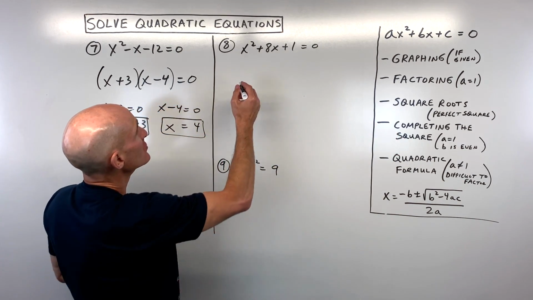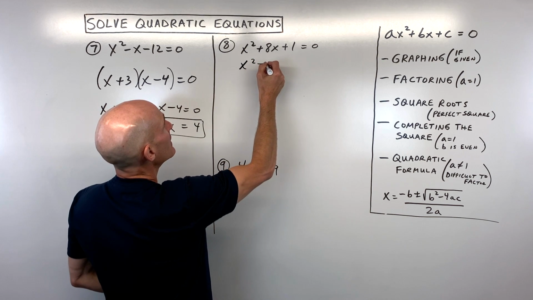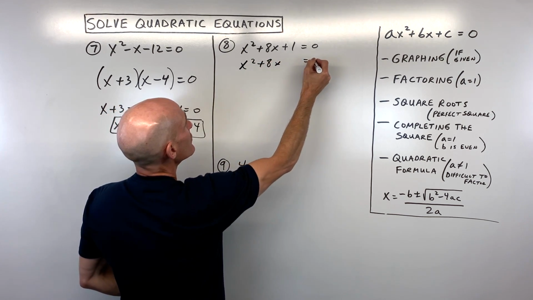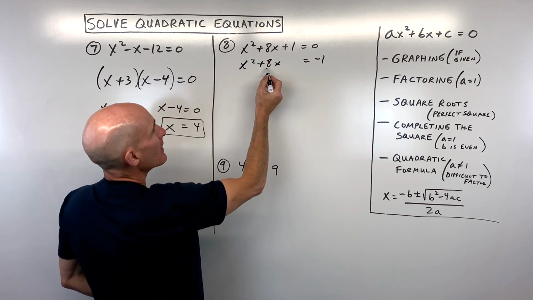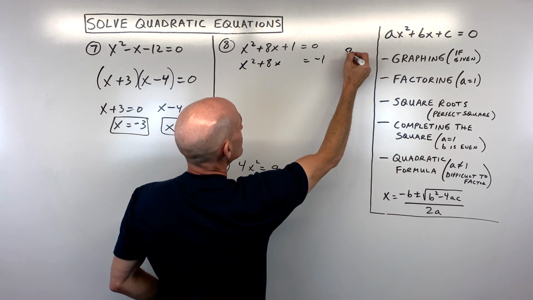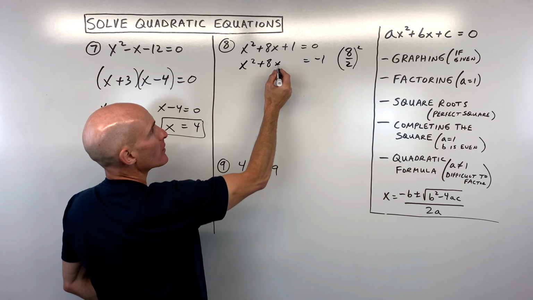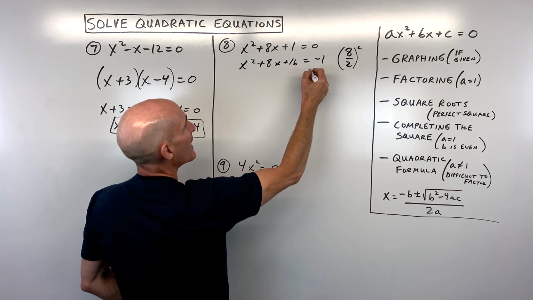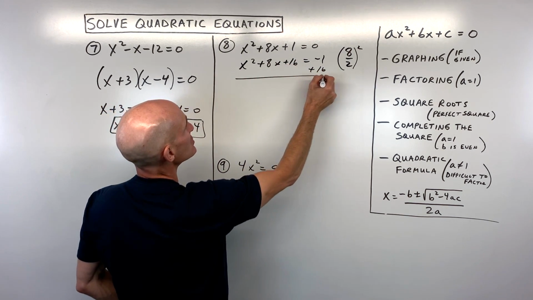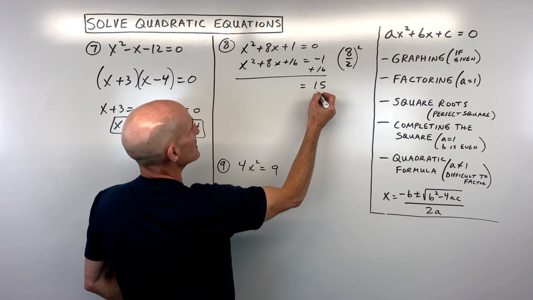So let's go ahead and do the completing the square method by subtracting 1 to the other side, just to get it out of the way. Then we take half of this b value and square it. So half of 8 is 4, and 4 squared is 16. So we're going to add 16 to both sides of the equation. So that gives us 15.